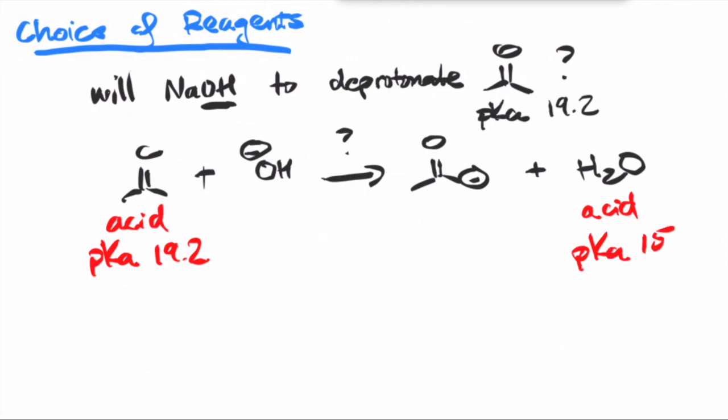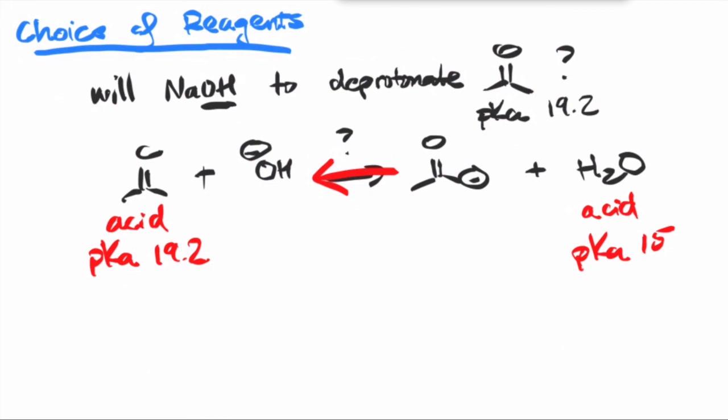So will this reaction go forward? It will not, right? Because the acid on the product side is much stronger. So it's going to push the reactant to the left side, favoring the reactant. So this reaction is a no-go. So as a follow-up question then is, can you suggest a base that will make this reaction go forward? We want to use a base with a conjugate acid that has a pKa larger than 19.2.